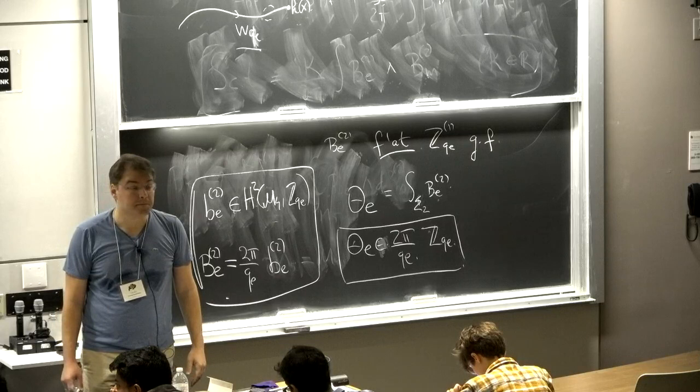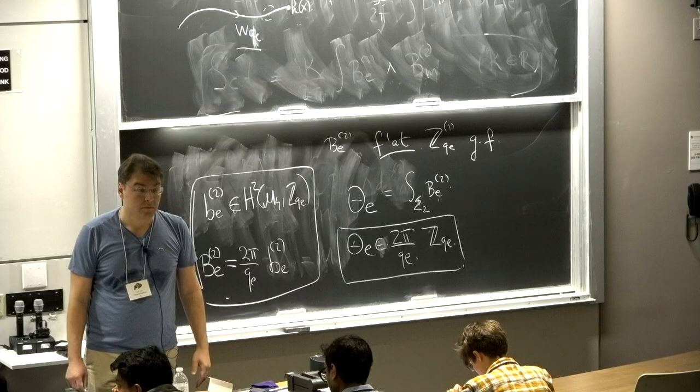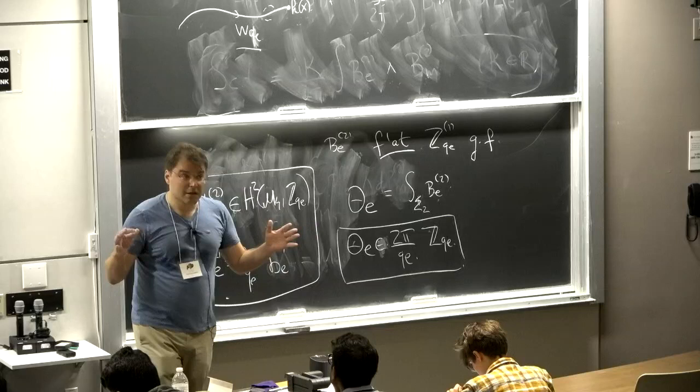How can you see that it has to be something integer between 0 and Q electric? Well, the question was whether it has to be an integer between 0 and Q electric. All the Wilson lines had integer charges to begin with. This was something that came from U1 charge quantization.